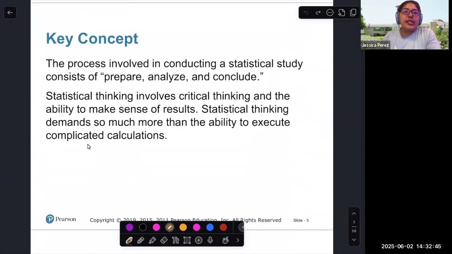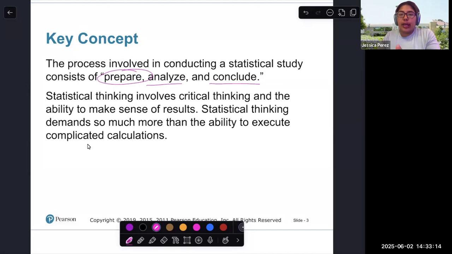What is the key concept of this section? The process involved in conducting a statistical study, which consists of preparing, analyzing, and concluding statistical studies. Statistical thinking involves critical thinking and the ability to make sense of results. So it's not just here's a number, here it is. It actually has a meaning. We have to interpret results in statistics.